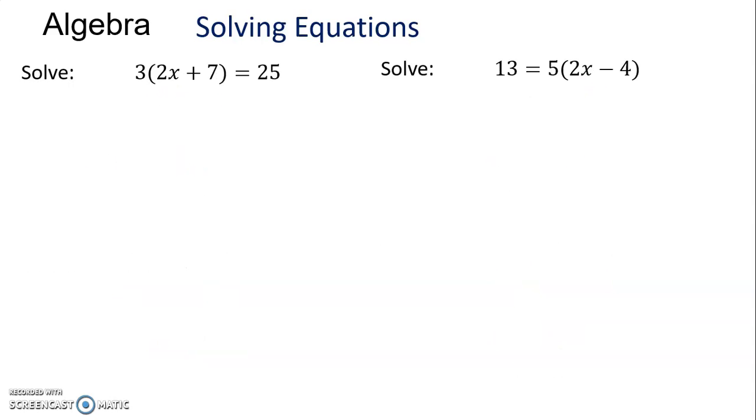Okay, moving on then, you could have situations where you have brackets to expand before you solve your equation. So that just adds an additional step to your working. Again, this should just be revision. So what I'd like you to do is pause the video here and have a go at solving these yourself first of all.